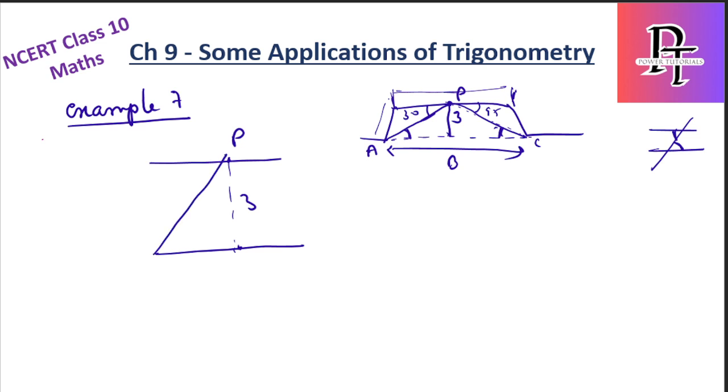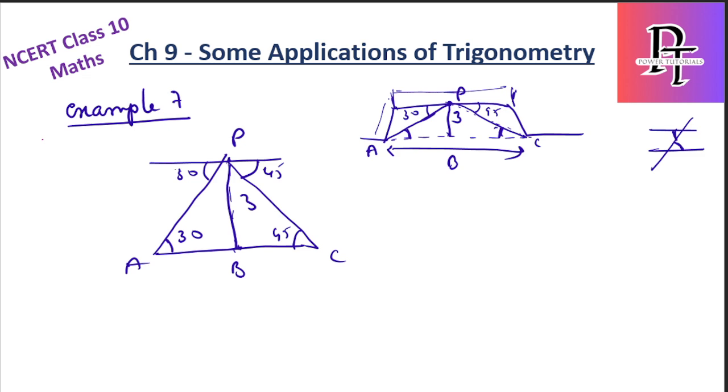We have one triangle and here we have another triangle. So this angle they're saying it as 30. So this is 30. This angle they're saying it as 45. So this is 45. So let's mark it A, B, C.